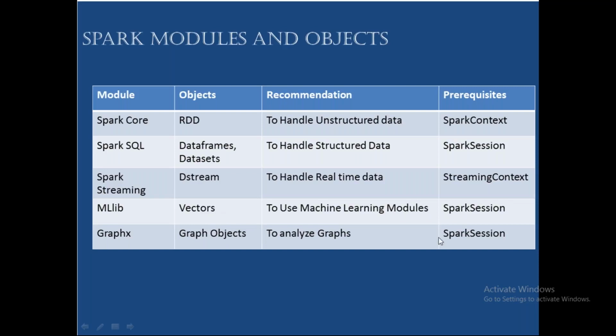Objects are called vectors. We need a Spark session, and here also a streaming context. But do not worry about all these three. If the requirement really comes, you will be able to understand those things. You just focus on Spark SQL, which is the most widely and frequently used module. Here objects are called data frames, and we need a Spark session for this.